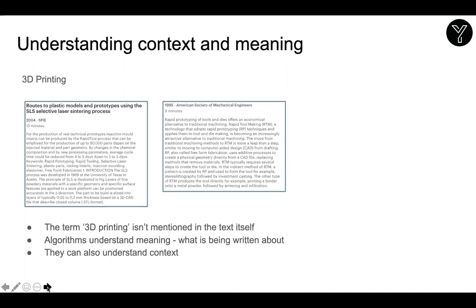And on the right, we see something from the American Society of Mechanical Engineers. Both those sections of text are actually talking about 3D printing, but the term 3D printing is not actually mentioned in the text. So in this way, artificial intelligence technology can surface pieces of text that would never have been found in a traditional search tool because the word isn't actually mentioned and it wouldn't have been indexed.